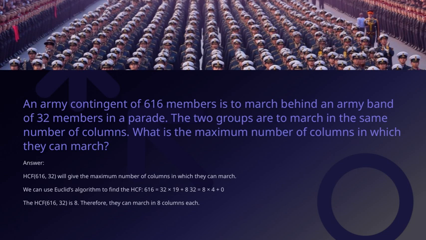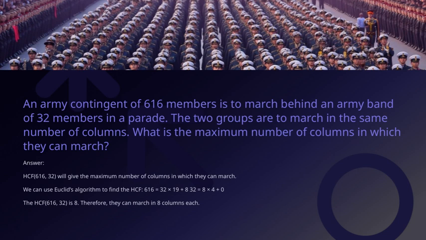First, we divide 616 by 32, which gives us 19 with a remainder of 8. That is, 616 equals 32 times 19 plus 8. Next, we check if 8 divides 32 evenly. Since 32 divided by 8 equals 4 with no remainder, we're done. This means the HCF of 616 and 32 is 8. And this value, 8, is crucial because it tells us that both the army and the band can march in 8 columns.